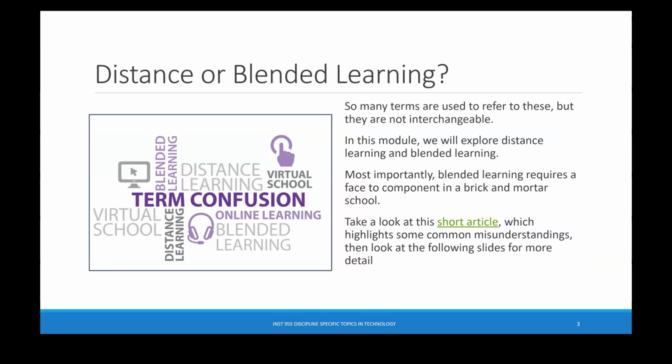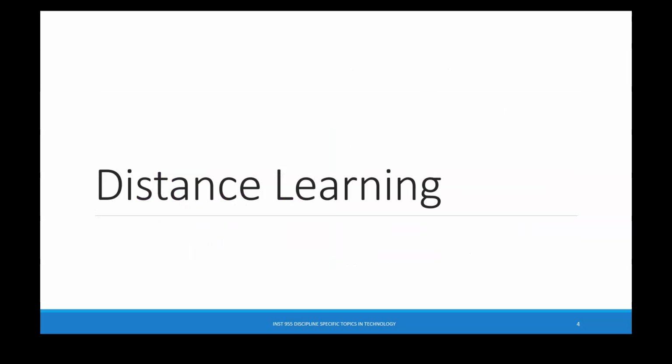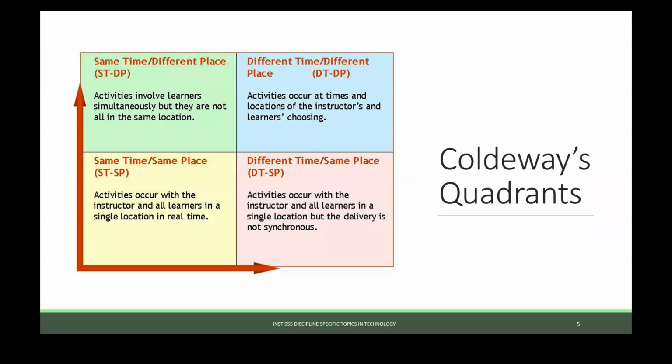So what's the difference between distance and blended learning? So many terms are used to talk about these: virtual learning, distance learning, online learning, blended learning. So let's take a look at what these are. Distance learning can occur in 4 different models. This is Caldwell's quadrants. It describes the 4 different time and place models that distance learning can be in.